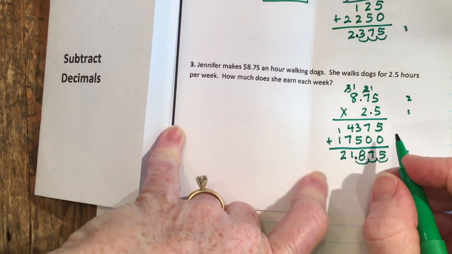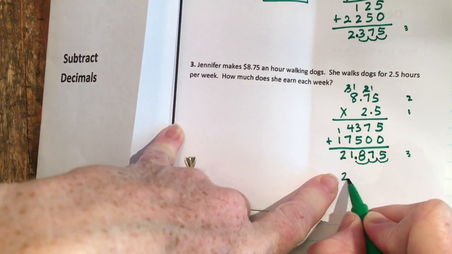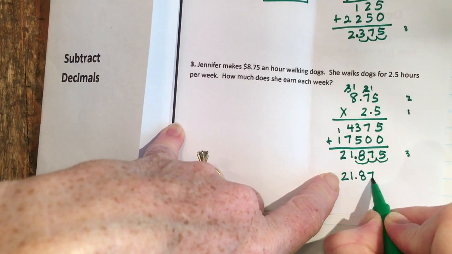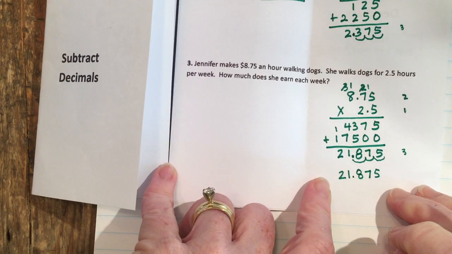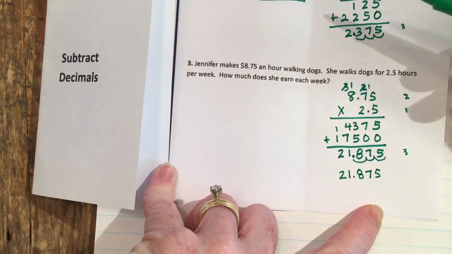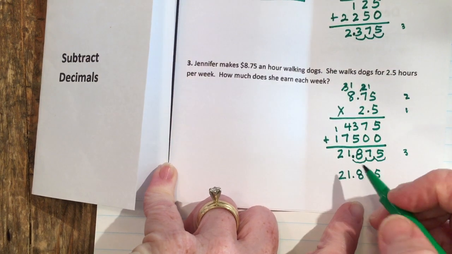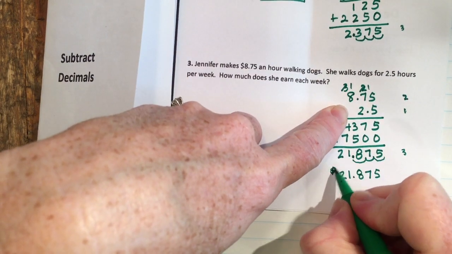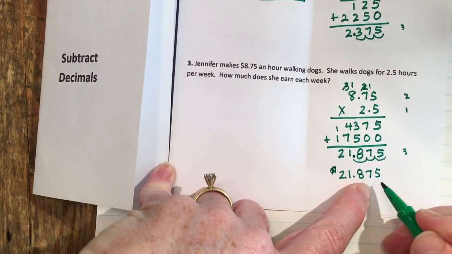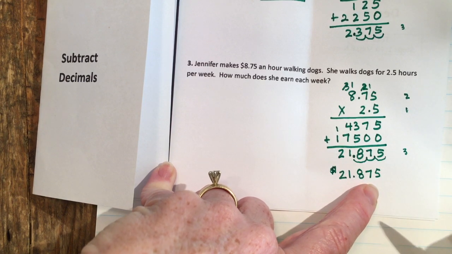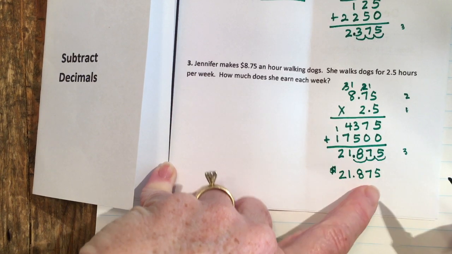All right, and then I need to interpret my answer. When it's a word problem, I always want to double check, reread the question, make sure I've answered it. So the question was, how much does she earn each week? All right, so this is in money. So I'm saying she earns $21.875. Well, that doesn't make any sense. That's not how we write money.